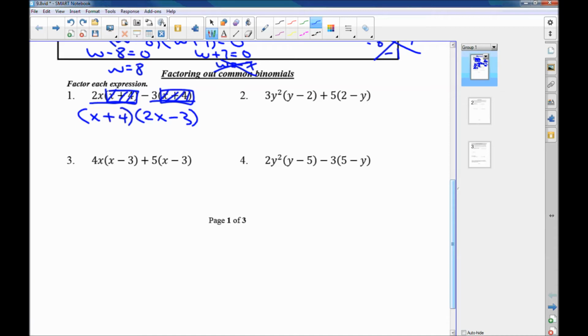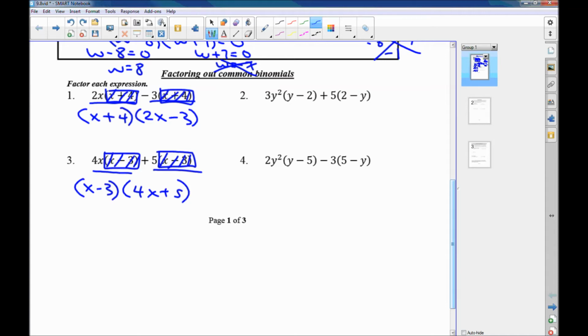All right, number 3 we're going to do first. It's very similar. In this case, I have x minus 3 as the common factor in these two expressions. So I'll factor out x minus 3, undistribute it, and it leaves behind 4x plus 5. Now, we left number 2 and number 4 for a reason, and that's because the binomials aren't exactly the same here.